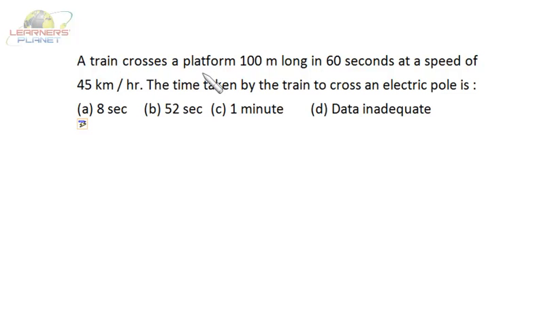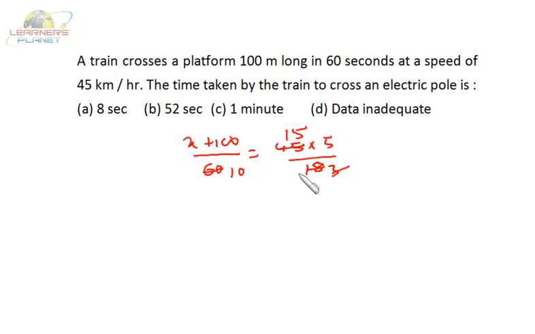Now the total length which has to be covered up is the length of the train plus length of the platform. Suppose it is x plus 100. So the total length is x plus 100, and it is covered in 60 seconds. So this is the speed of train, and actually it is 45 into 5 by 18, that is in meters per second. So it is x plus 100 is 750. So x is 650 meters.